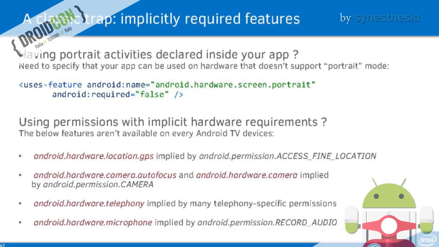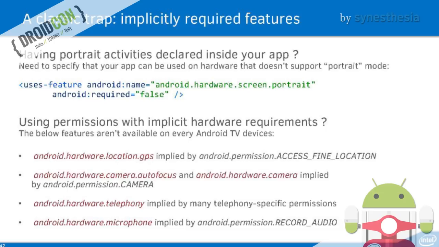So first, on adjusting all the metadata and so on. If your app is a game, you have to set the property isGame to true inside your application tag. You need to do that to appear also in the right row on the Android TV launcher. So remember, you have a row with all the applications and another row with all the games. So if you want to appear in the right row, you need to set this property.